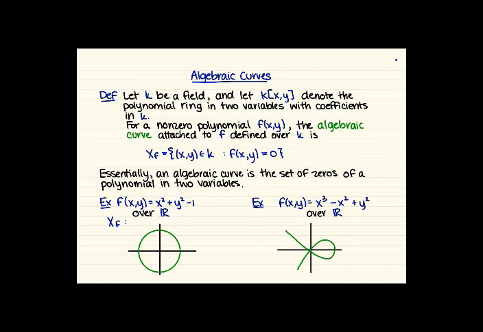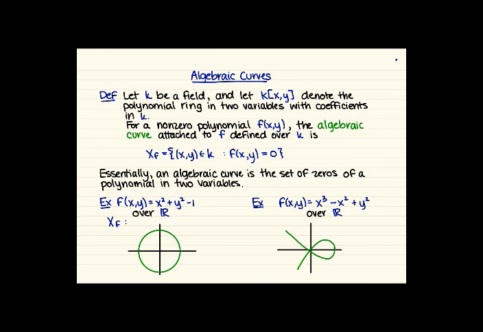is going to be the set of zeros of that polynomial. So when we're talking about an algebraic curve, we're really talking about the set of solutions to a polynomial equation. So really, an algebraic curve is just the set of zeros of a polynomial in two variables.